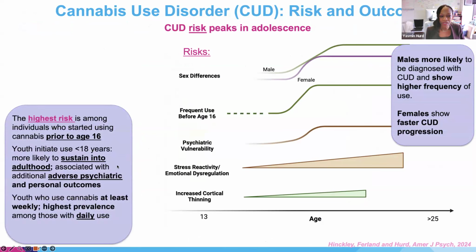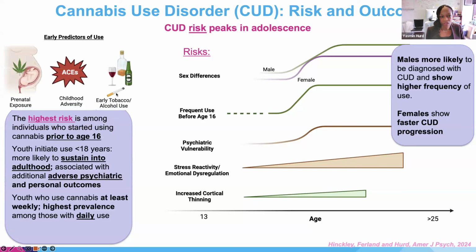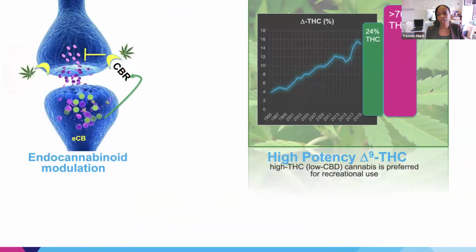But the highest risk is seen in individuals who start cannabis prior to age 16 and those who sustain use into adulthood. And of course, obviously, those who are using more frequently, especially those with daily use. One of the things that is also seen is that the early predictors of use relate to prenatal exposure, intense stress during childhood, and even early tobacco and alcohol use, which is important to put into that context.